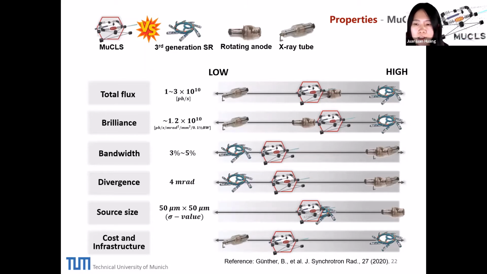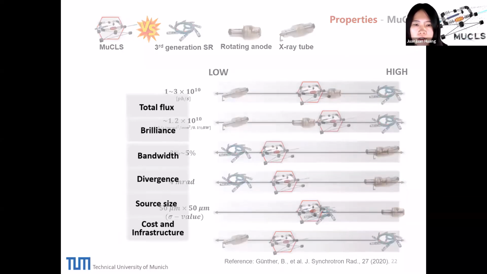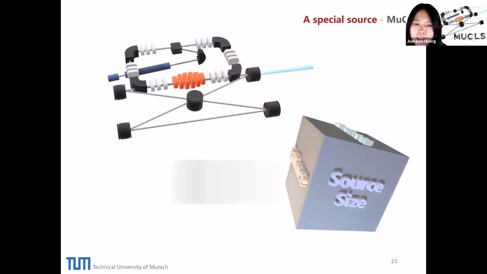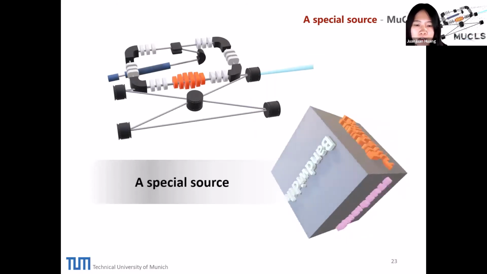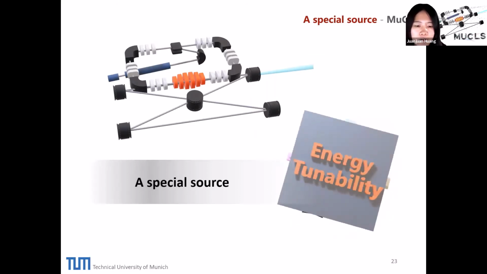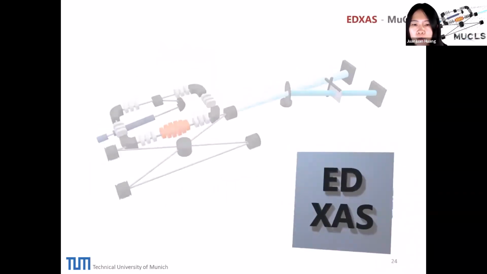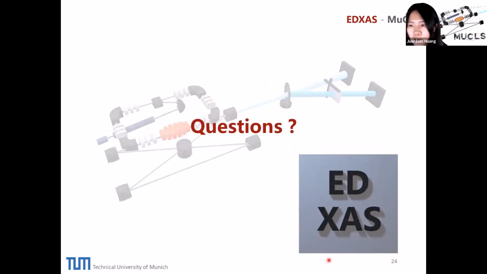So to summarize, such facility based on inverse Compton scattering source is filling a gap between conventional X-ray tubes and synchrotrons. So all these properties have made the source a very special source, and therefore also made it very suited for an energy dispersive X-ray absorption spectroscopy study. Before moving to next part, I will make a pause here for questions so far.